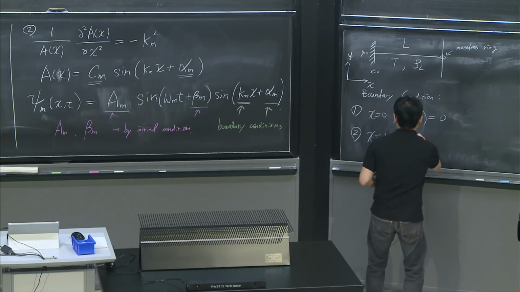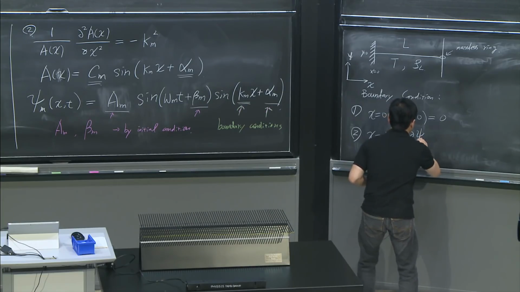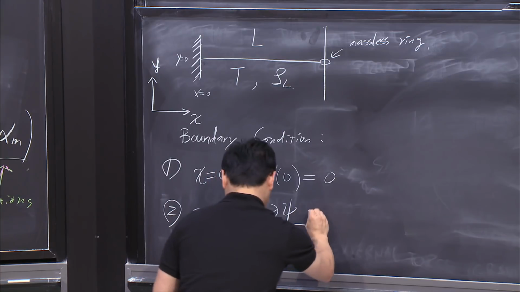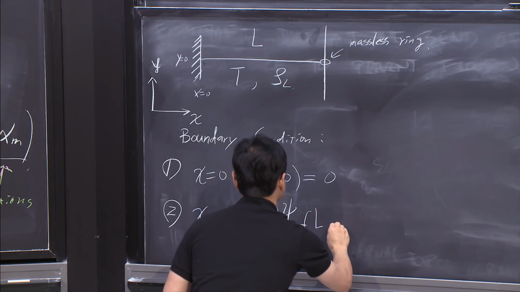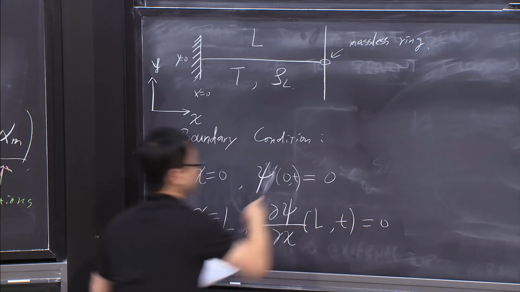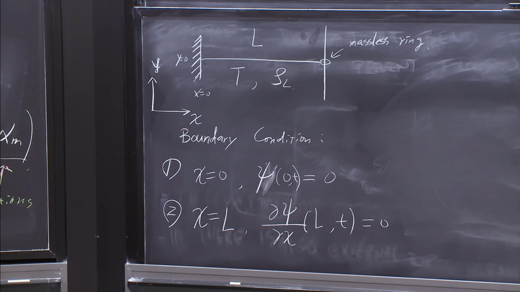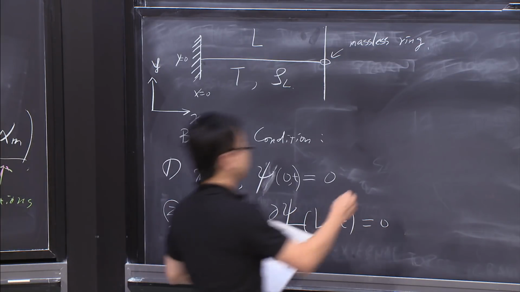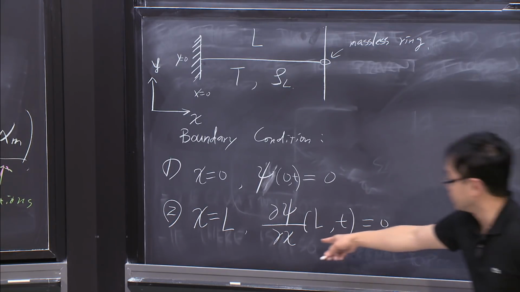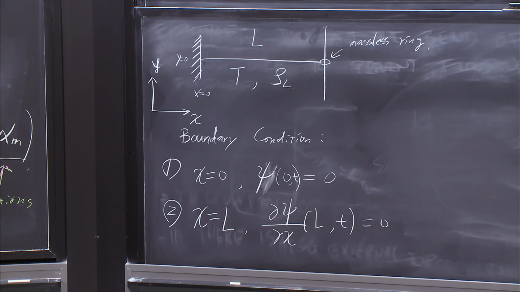The answer proposed is that partial psi, partial x, at L, t is equal to 0. And this is for all t, right? Because that has to be true no matter when I actually visit this boundary condition. So what is actually giving us this strange boundary condition?